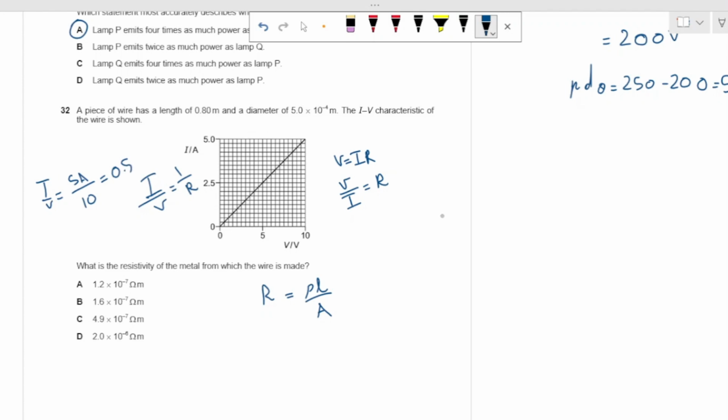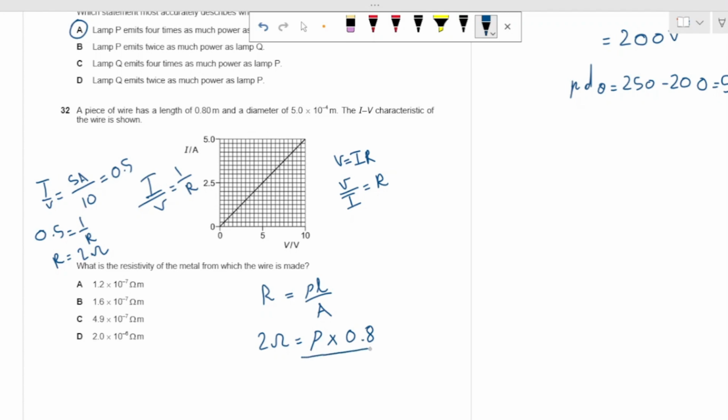But again, 0.5 is not the resistance. 0.5 is equal to 1 over R. And in this case, the resistance would be 1 over 0.5. The resistance is 2 ohms. Alright. So we have found the resistance, that is 2 ohms. We need to find the resistivity. We have the length, which is 0.8.